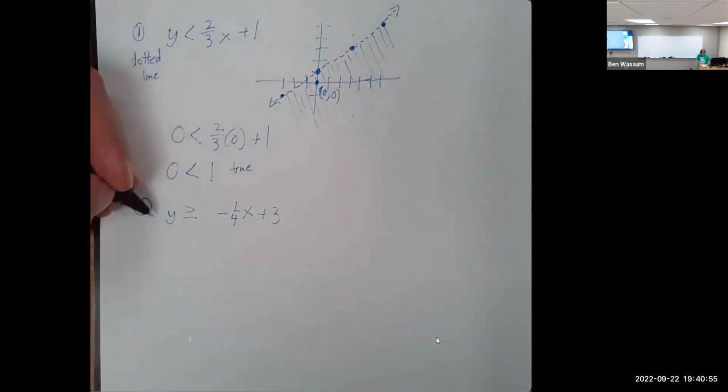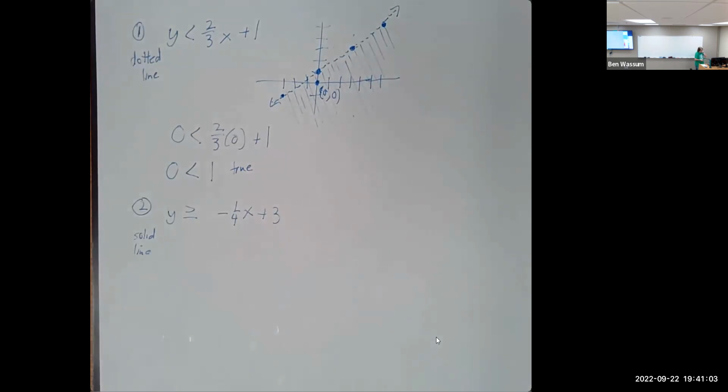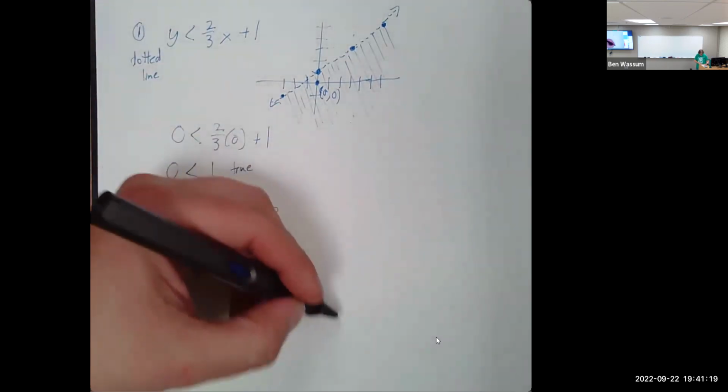So in this case, we're going to have a solid line, because this is telling us that points along the line itself are included. If points along the line itself are included, that means that every point along the line is going to make this true. So again, let's graph it.